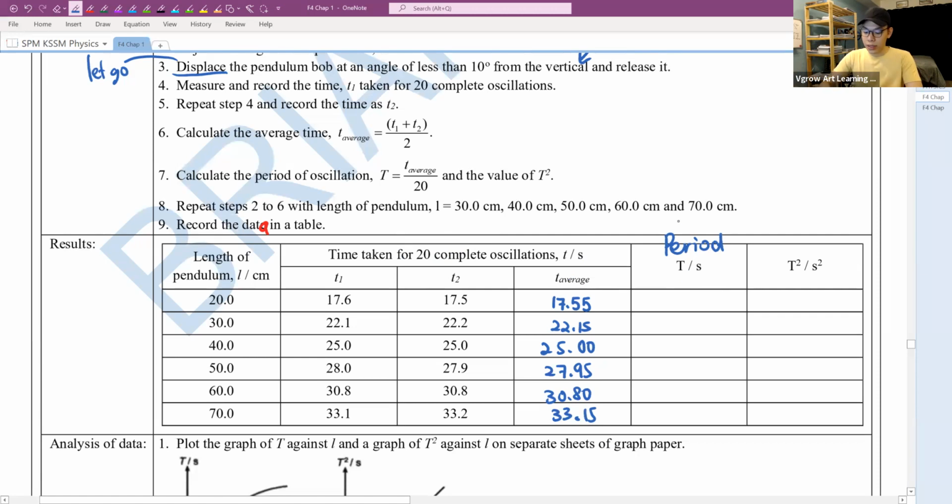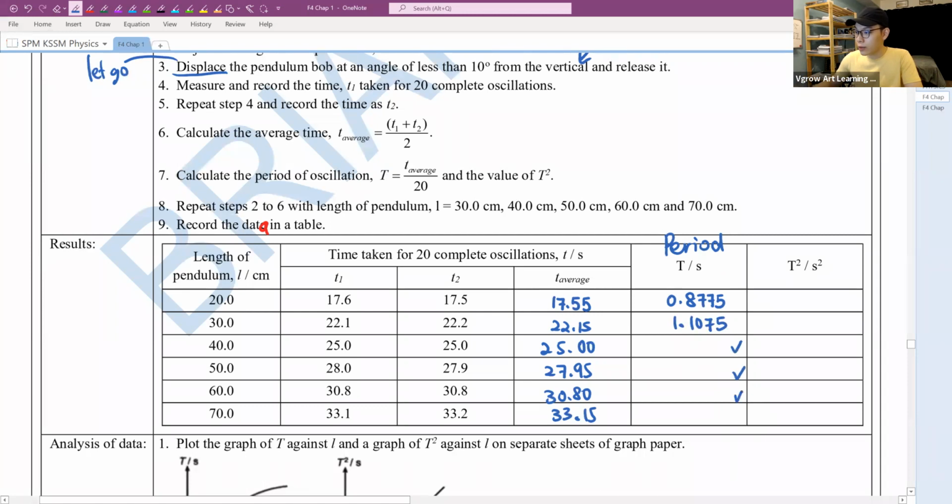So you just take 17.55, you divide by 20, you will get 0.8775. Okay, I'll just write all four decimals. And for this one, maybe I standardize, put everyone as 4. Okay, so I'm going to put 22.15 and divide by 20 also. 1.1075. Can you do for these two?